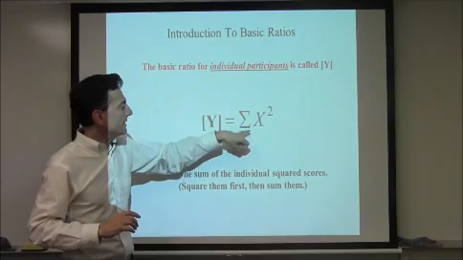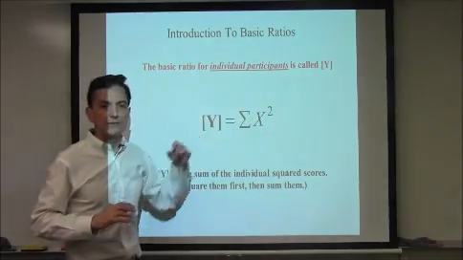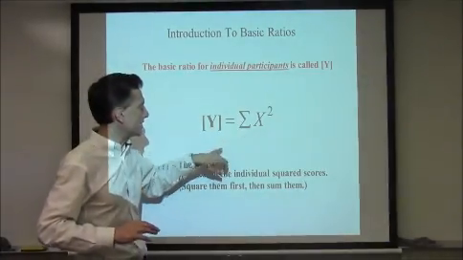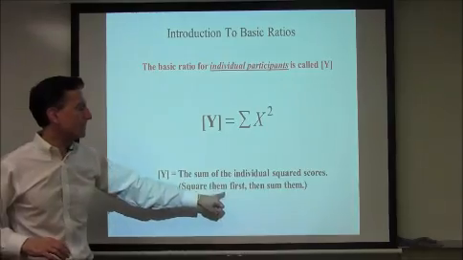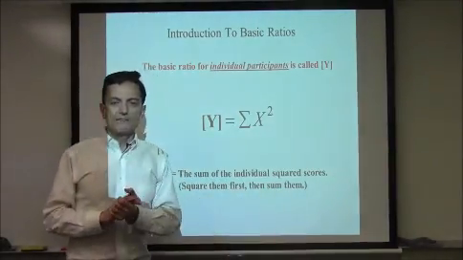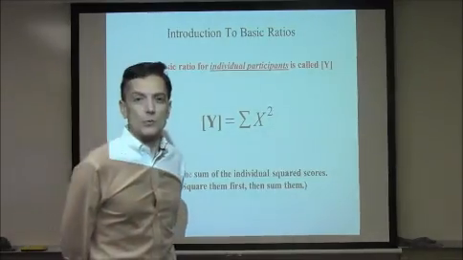So here's the formula, and what we're going to do is we're going to take the individual scores, and we're going to square the individual scores, and then we're going to sum those up. And that's stated right here. The sum of the individual squared scores, square them first, then sum them. And this is a fairly common mistake. People will get the order of operations done incorrectly.